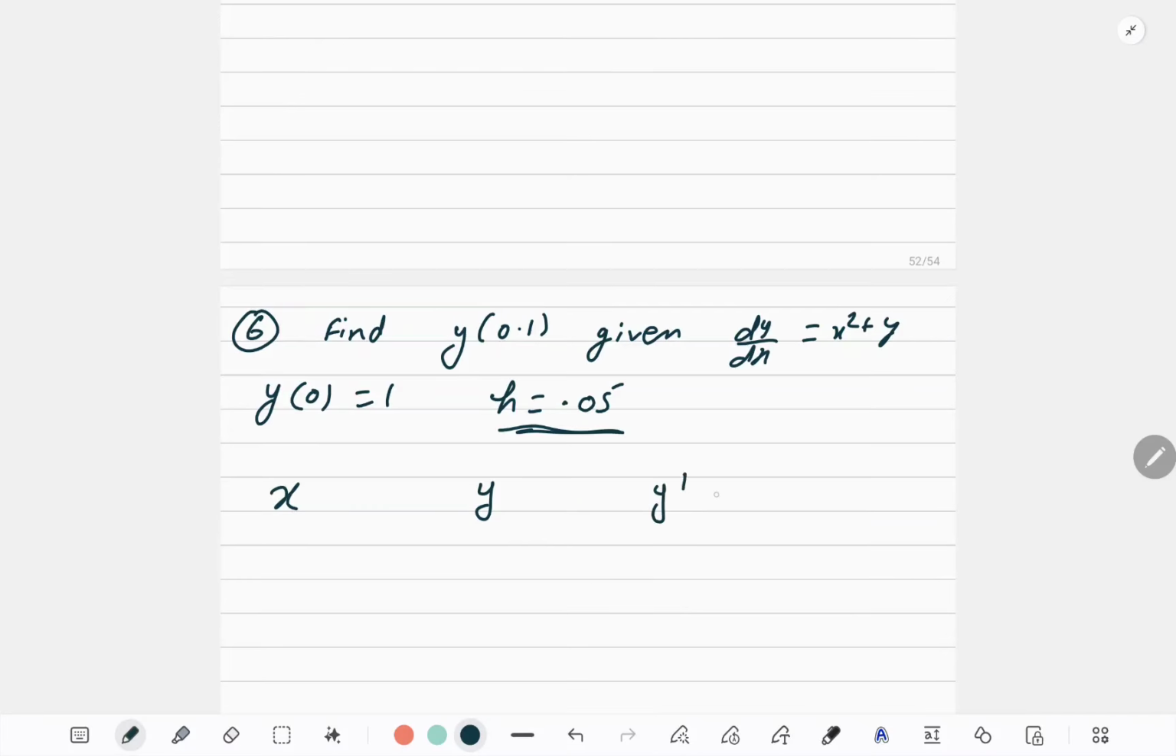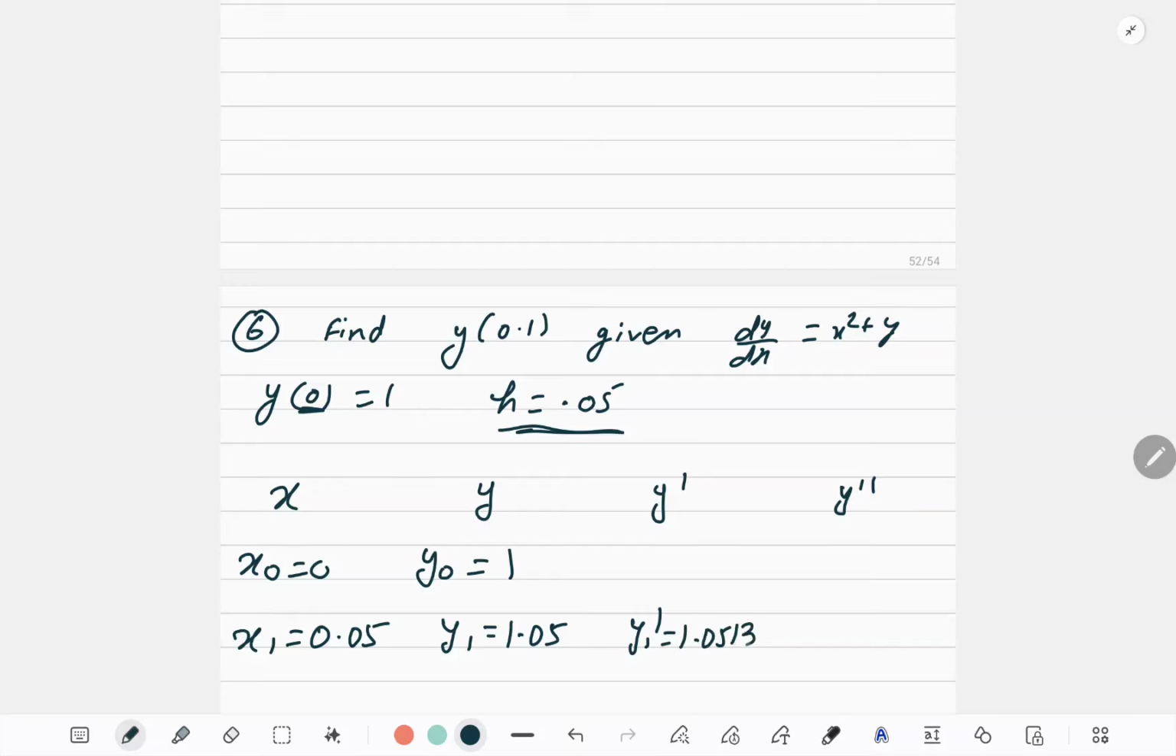X, y, y dash and y double dash. Okay, so x0 value is 0 here. Y0 value is equal to 1. Now x1 is equal to 0.05 and y1, when you apply the Euler's formula, you will get your y1 value is 1.05. When you modify this value, you will get y1 dash is 1.0513. Once more, when you modify this, you will get the value as 1.0513.